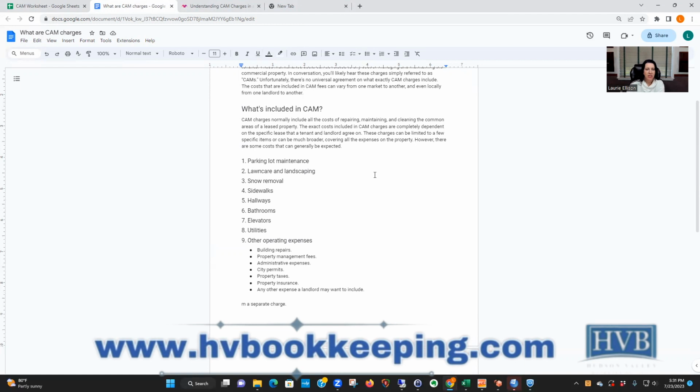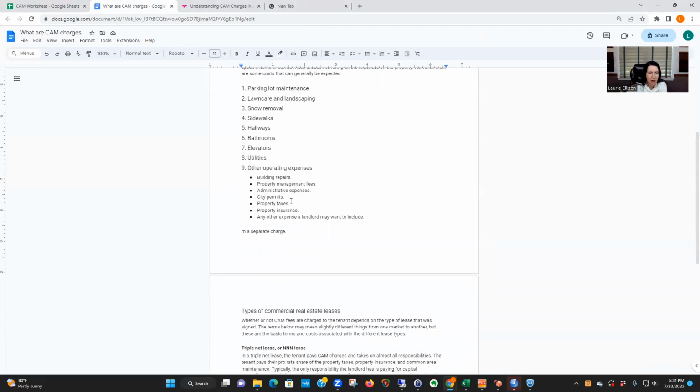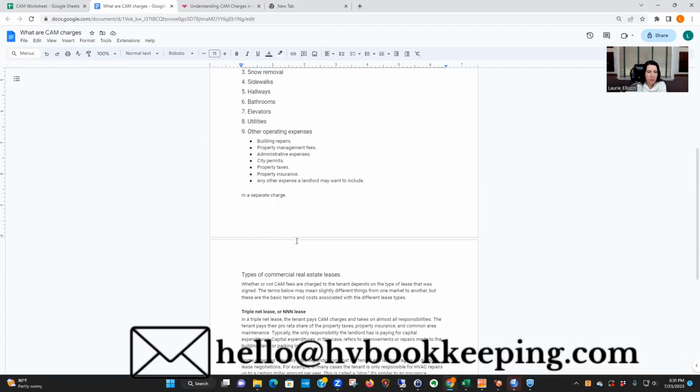What it normally is, really, is repairs and maintenance and things that have to do with, quote unquote, common areas. If it's specific to a specific tenant, you cannot put it in your CAM bill. So: parking lot maintenance, landscaping, snow removal, hallways, bathrooms, elevators, utilities. And then certain things like property taxes, property insurance, property management fees, building repairs.